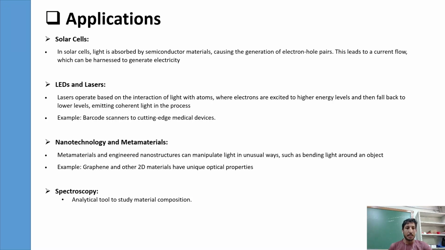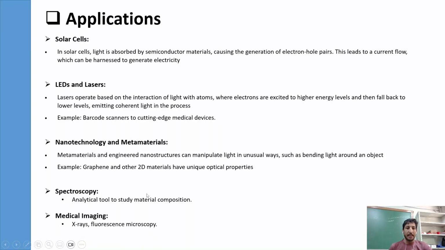The fourth one is spectroscopy. As I already discussed, UV spectroscopy or some other spectroscopy techniques are used as analytical tools to study material composition. So, to know about the material composition, we use spectroscopy, which is based on the interaction of light with the materials.